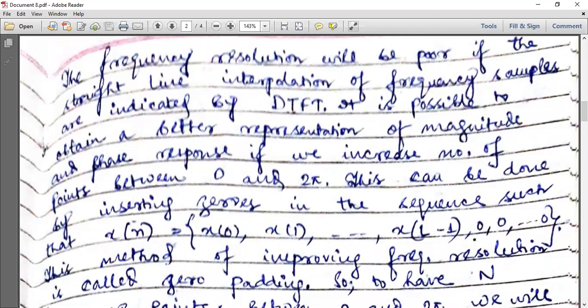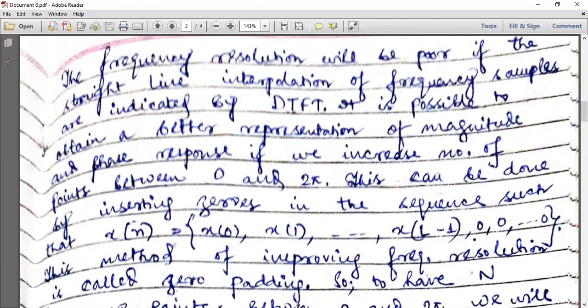Now you see the frequency resolution. What is the frequency resolution here? It's 2 pi by L. So this frequency resolution will be poor if the straight line interpolation of frequency samples is indicated by the DTFT. Now what does this mean, DTFT? This DTFT means discrete time Fourier transform.